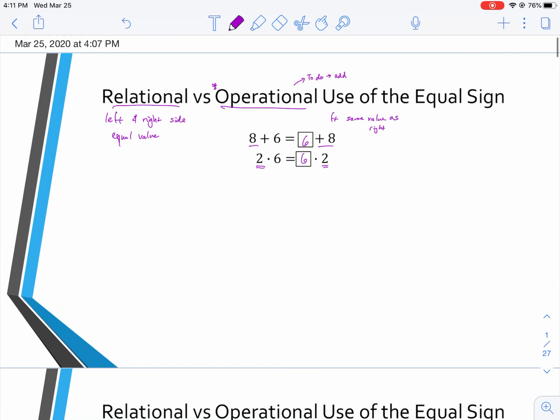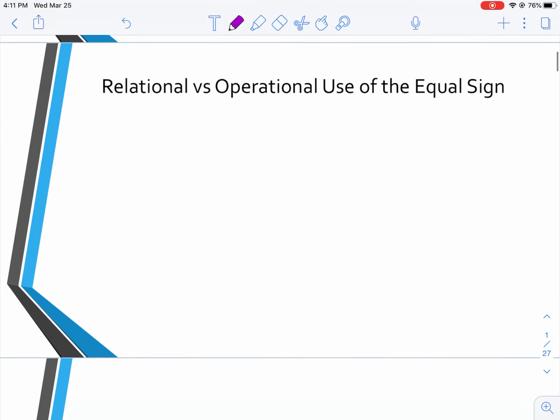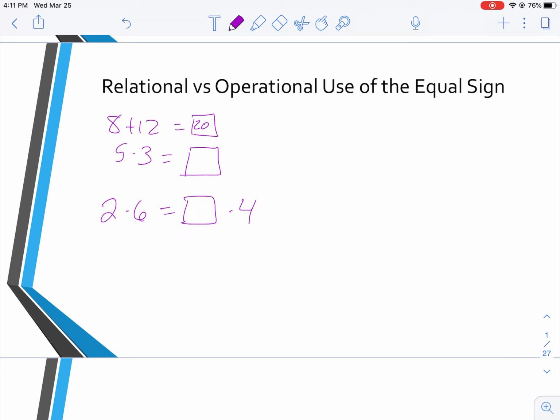And so I just want to go through a few problems so you can see how the relational aspect can help. So if I've got 8 plus 12 equals something, either case will work there, operational or relational. We'll put 20 in the box. Same way, 5 times 3 equals blank. Either one will work. But when we start getting into problems like this, 2 times 6 equals blank times 4, that starts to look different.